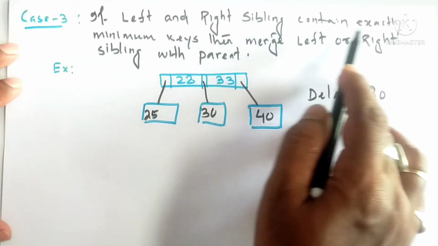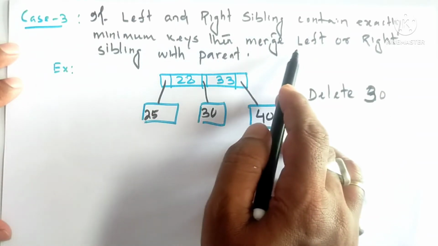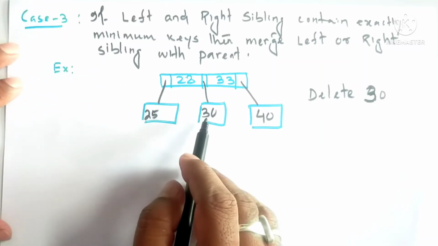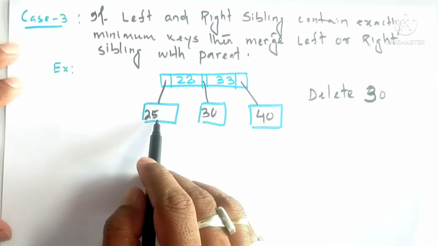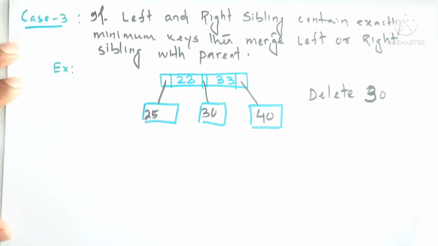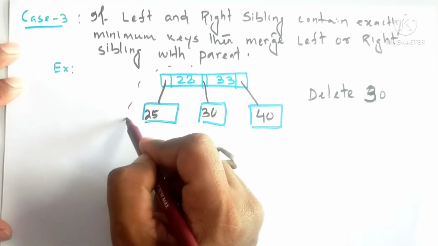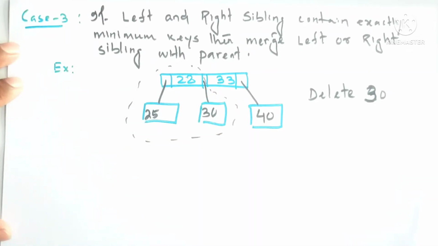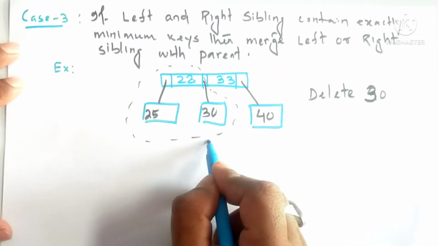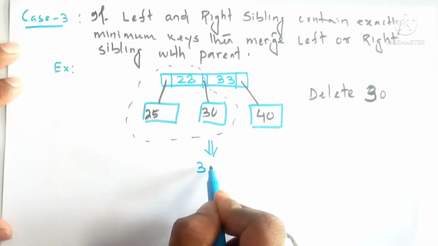If both the left and right siblings contain exactly the minimum keys, then merge with the left or right sibling. So I may go for merging with the left sibling through the parent. So I can merge this one, and then your tree will look like this way, with 33.